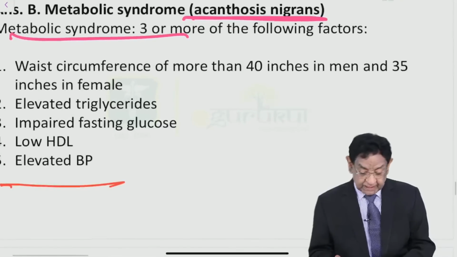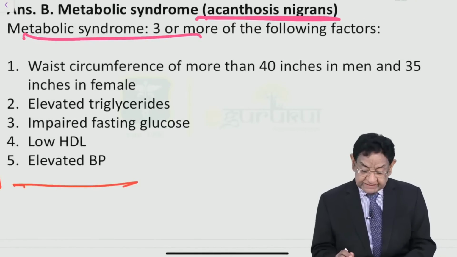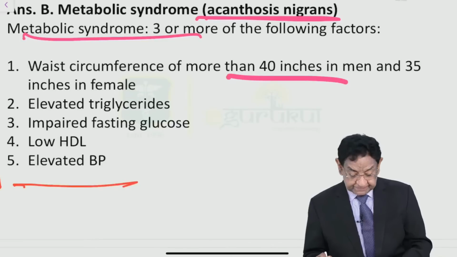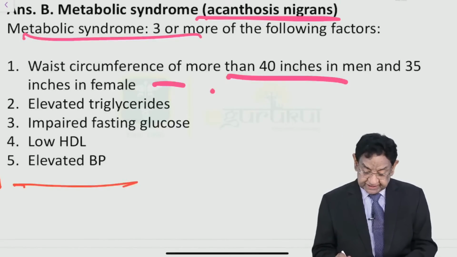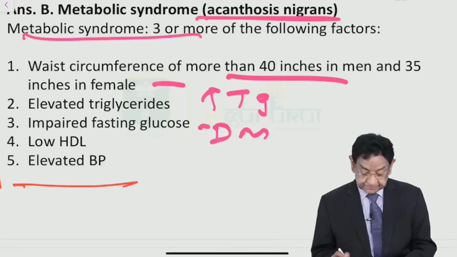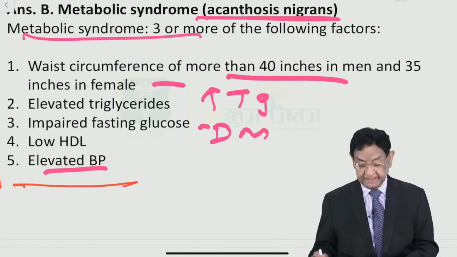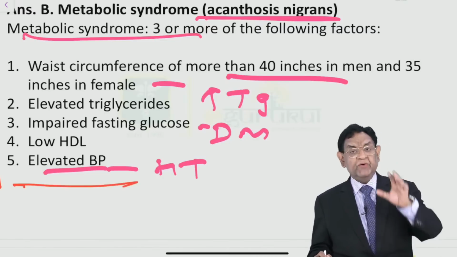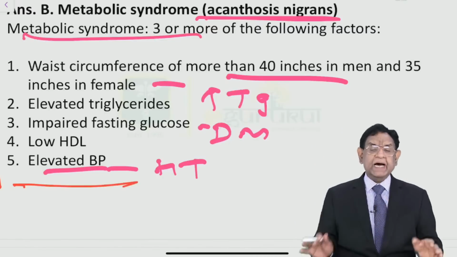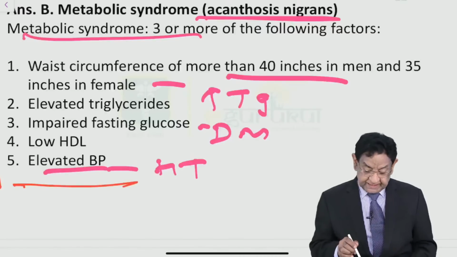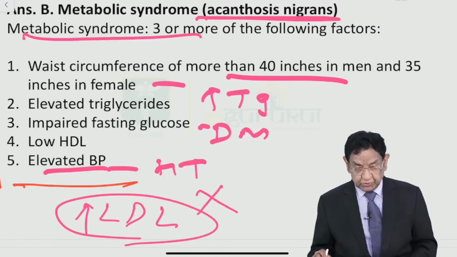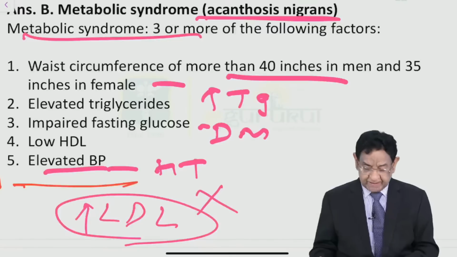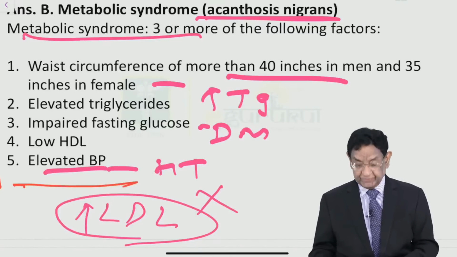The features of metabolic syndrome are obesity, waist circumference of 40 inches in men and 35 inches in females, elevated triglyceride, impaired fasting sugar, diabetes, low HDL, elevated BP, hypertension. One more way the question asks: all are seen in metabolic syndrome except raised LDL. Raised LDL is usually not taken as a part of metabolic syndrome. Lovely question.